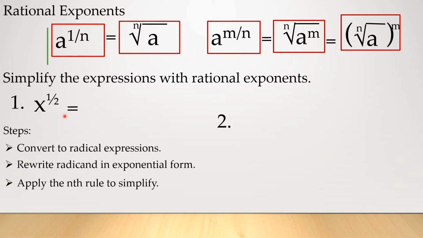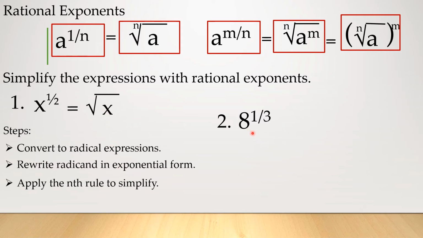So, x raised to 1/2 means the index is 2 and the exponent of x is 1. And that is now the square root of x. So the step is to convert to radical expressions. Then rewrite the radicand in exponential form. Then apply the nth root rule to simplify. But this one is already in simplest form.